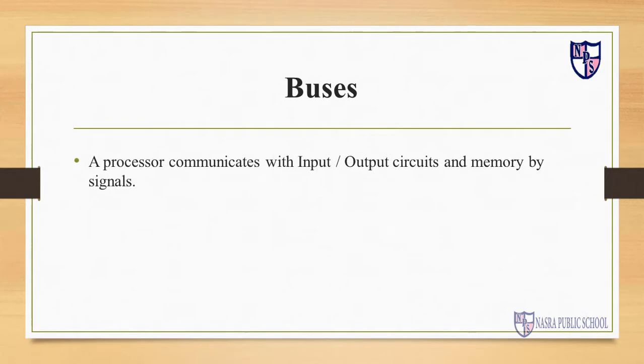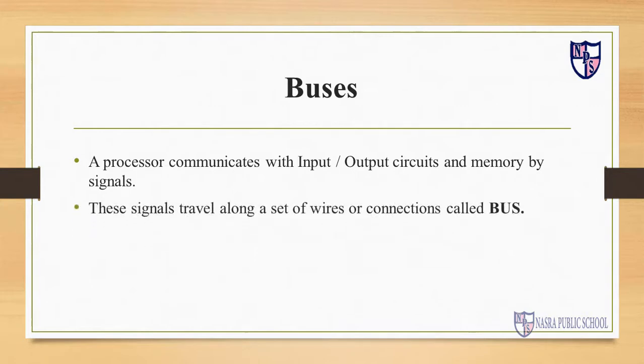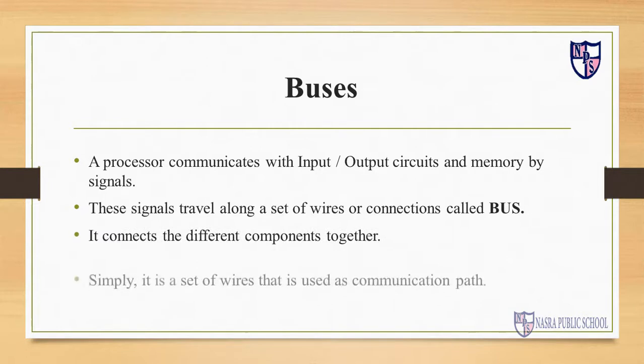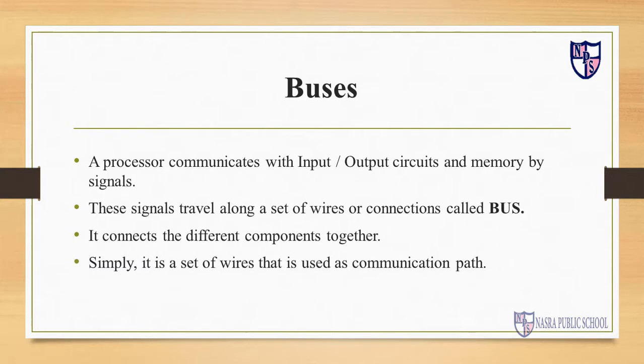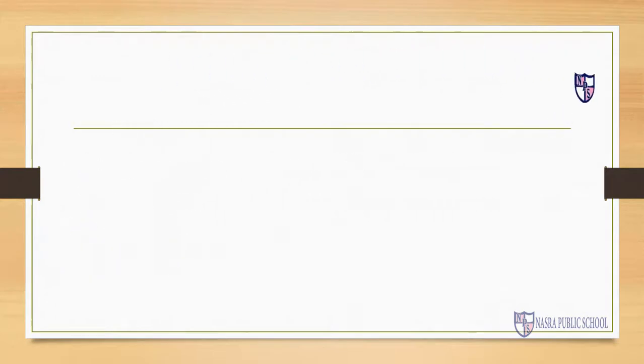Buses. A processor communicates with input, output circuits and memory by signals. These signals travel along a set of wires or connections called a bus. It connects the different components together. Simply, it is a set of wires that is used as a communication path. So these are the computer buses.